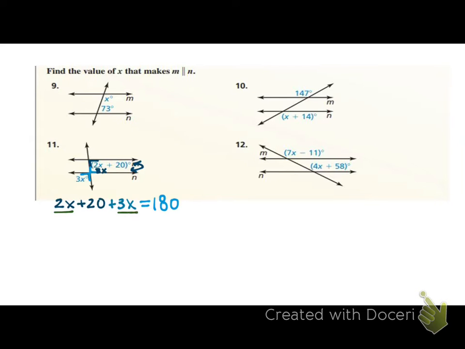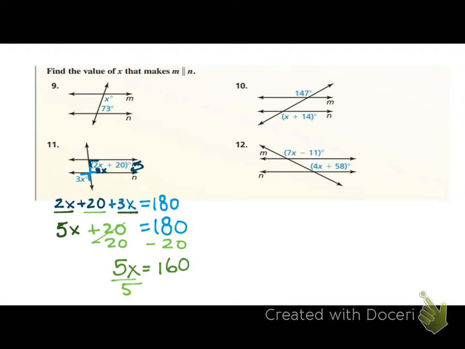Combine like terms. 2x and 3x make 5x. And drop down the 20. And they equal 180. Subtract 20. 5x equals 160. Divide. And x equals 32. That is a bummer.